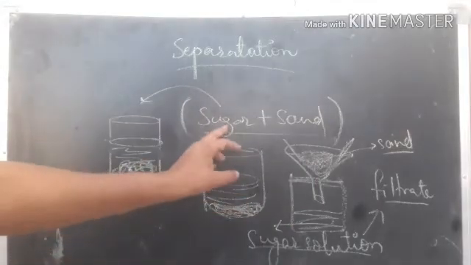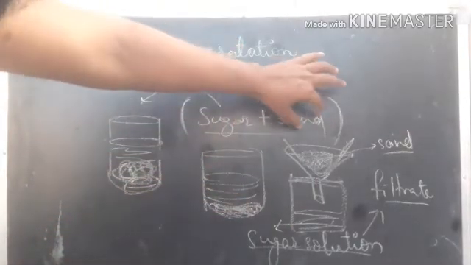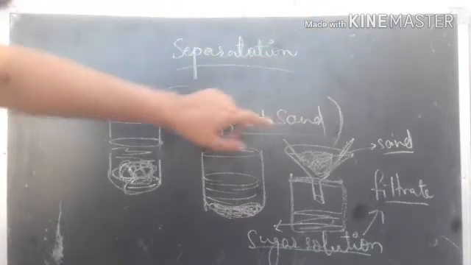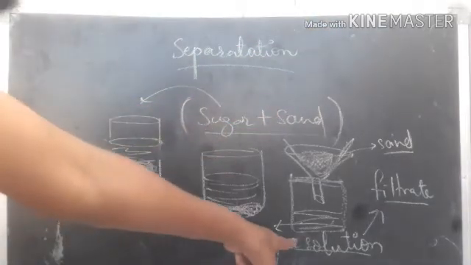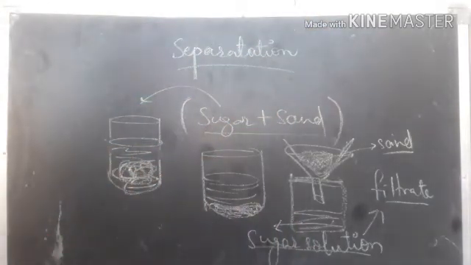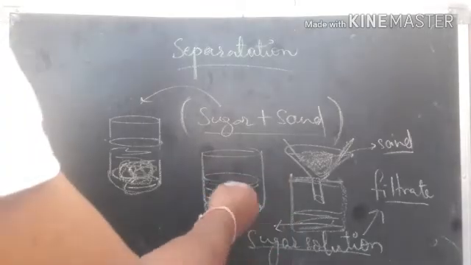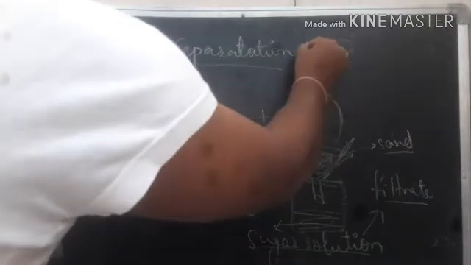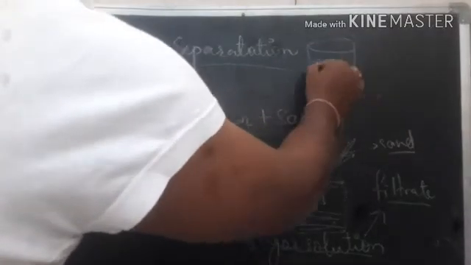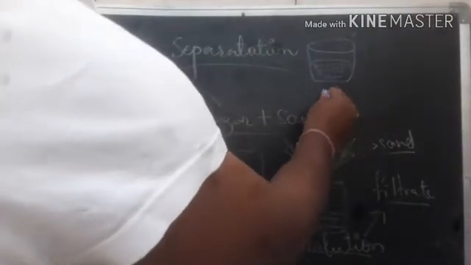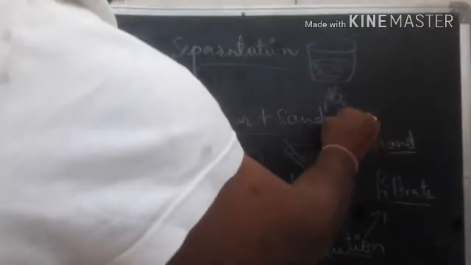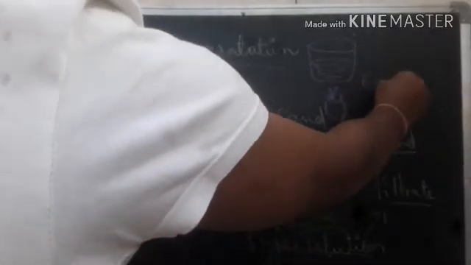But we need to separate them perfectly. Now we removed the sand, but the sugar is in the form of sugar solution. Now we have to remove the water from the sugar solution. So here is the beaker which contains sugar solution. What we have to do? Simply we have to follow the evaporation method.